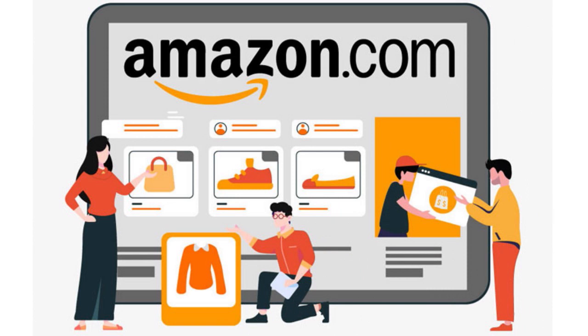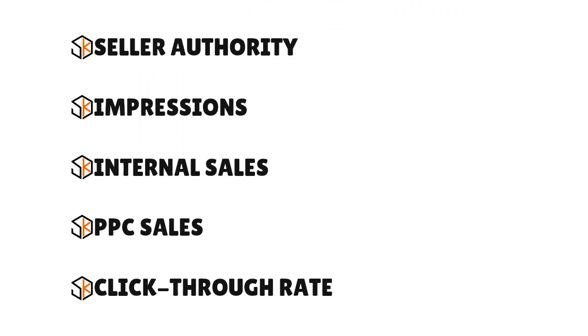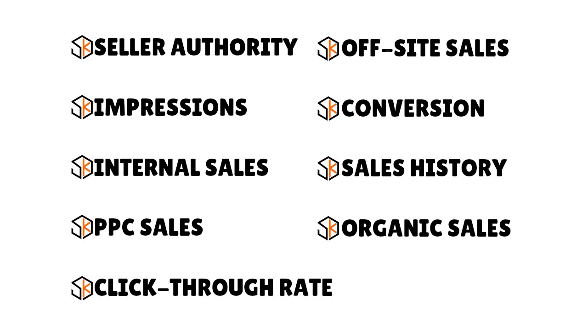And so we have learned recently that Amazon has added new features that increase and improve their Amazon A10 process. So they are including things like seller authority, impressions, internal sales, PPC sales, the click-through rate, the offsite sales, the conversion, the sales history, the organic sales.